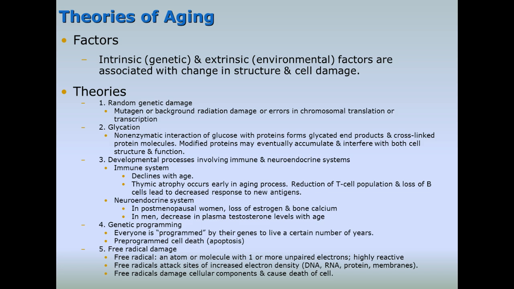So a free radical is actually an atom with unpaired electrons that's highly reactive and can cause changes in your body. Those free radicals attack the sites of increased electron density, like your DNA, your RNA, your protein, cell membranes, things like that. So that's why they say try and use your sunscreen. That would help with some of those free radicals as well, because it helps not change the DNA of that skin and cause skin cancer. They also damage cellular components and can cause the death of the cell and cause severe damage that way. So in general, just be a little bit familiar with these theories on aging. You may see this on a test.